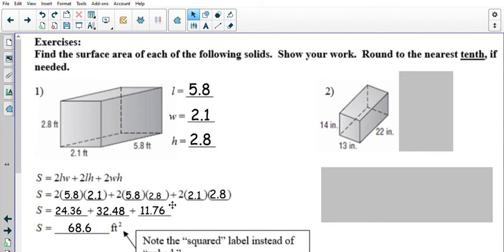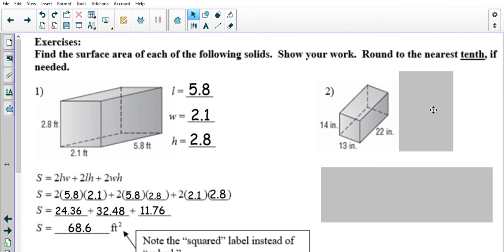Note the squared label instead of cubed because we're talking about an area. That's really important. Volume is cubed because we're filling in that space. But since we're talking about area here, even though it's surface area with a three-dimensional shape, we're going to use feet squared, inches squared, meters squared, etc.